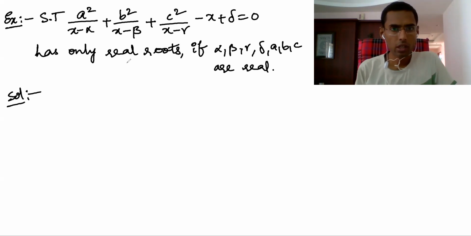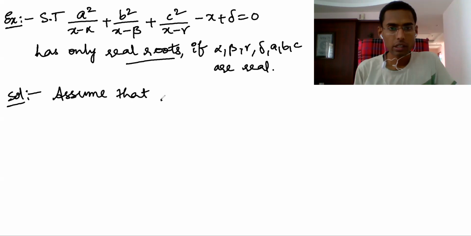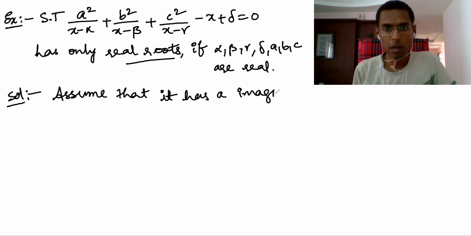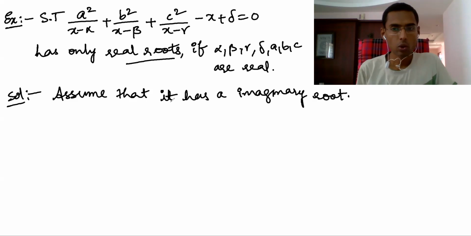Now I assume that it has an imaginary root. Let's say it has an imaginary root, so let it be p plus iq. Generally we take a plus ib, but I am not taking that because a and b are used here.